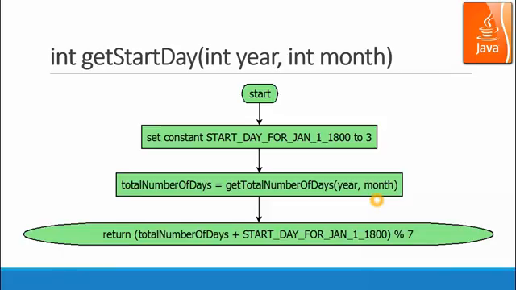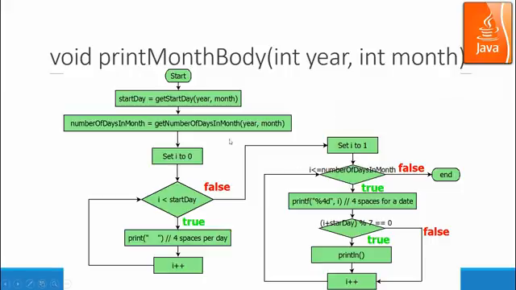And to do that, you basically set that you know that January 1st, 1800 is Wednesday, and then you get the number of days, and the total number of days, and you try to find out by modular, and then you find out what day it is for the starting date of the certain year and month.